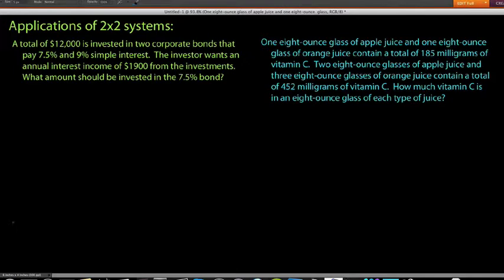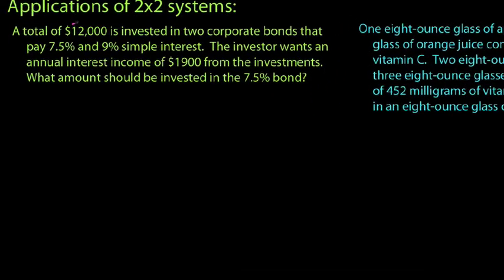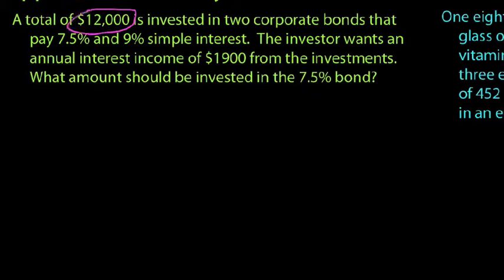Well, that's something we're probably coming in with a lot of skill set already knowing how to do. So how to read these things, starting with this: you should always circle values that tend to be numerical. Reading through this, we say a total of $12,000 is invested in two corporate bonds that pay 7.5% and 9% simple interest. So we say, okay, $12,000, 7.5% and 9%, and simple interest.